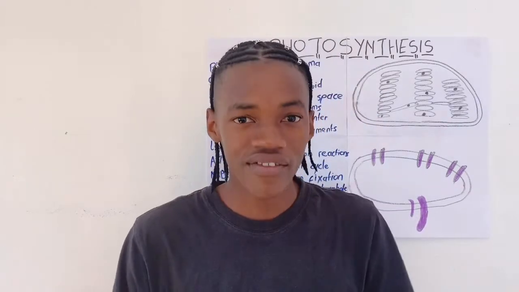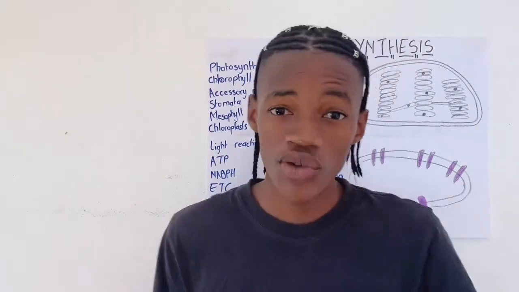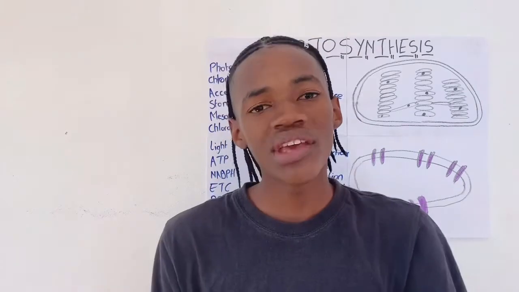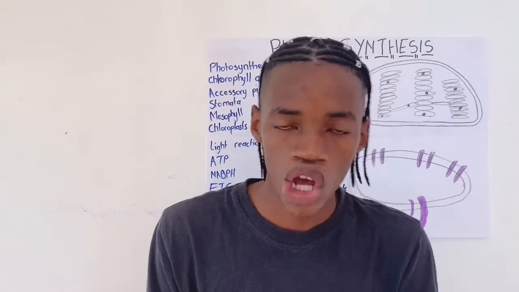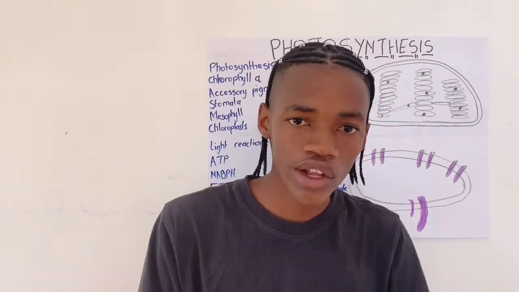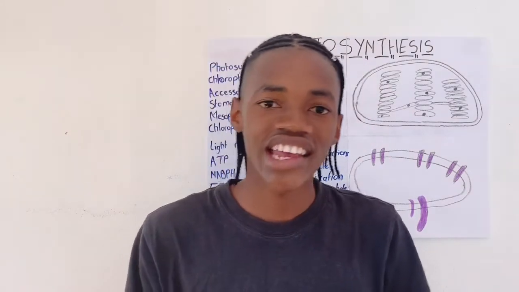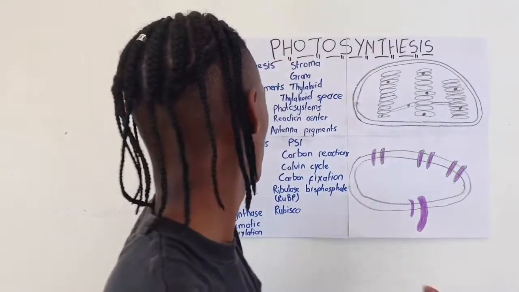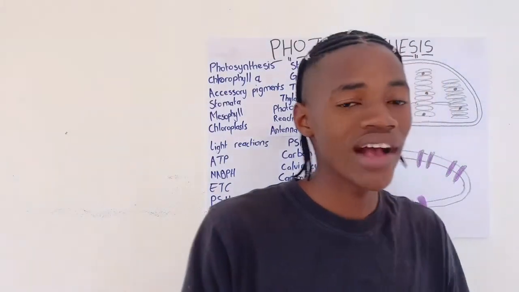And then we also have accessory pigments. Accessory pigments are pigment molecules other than chlorophyll A. This includes chlorophyll B and carotenoids. Okay, and then with that said, we have a plant cell.